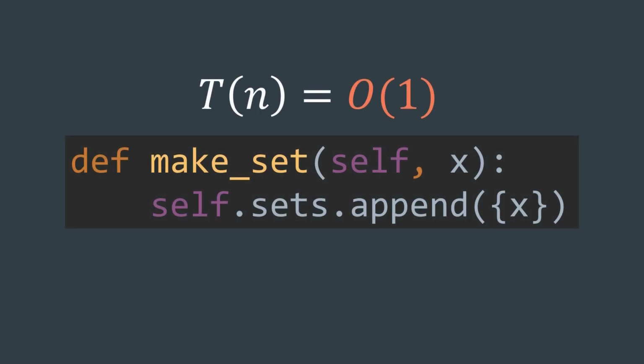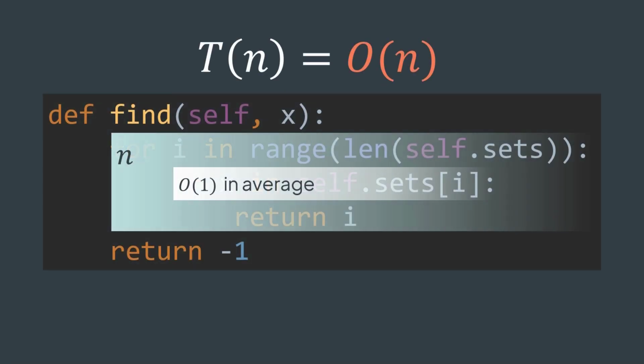Adding a new set for an element is not a problem, it can be done in O(1) time. We're just creating and appending a set of one element. However, for finding the set an element belongs to, we may need to traverse all the sets, and we have n of them. We deduce that this operation is O(n) time. Searching is O(1) on average because we're searching in a set.